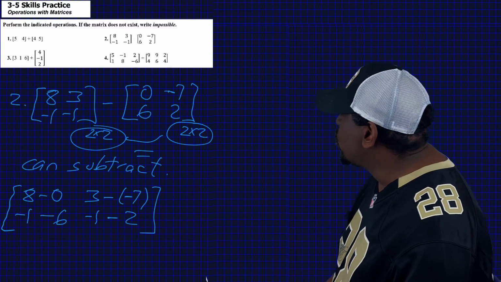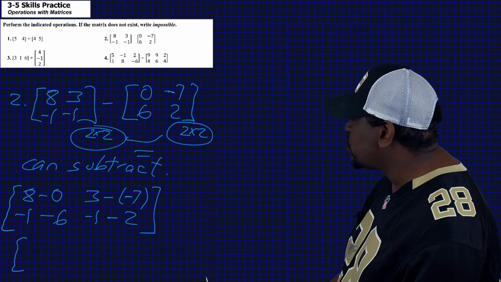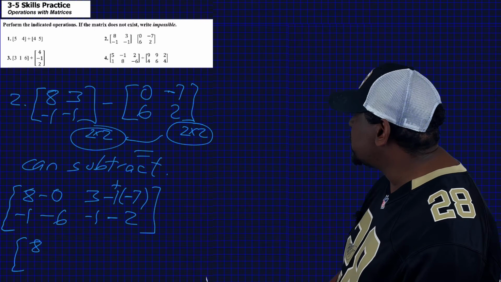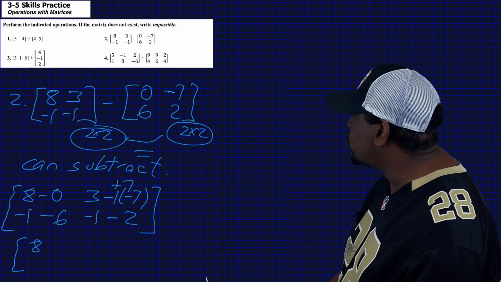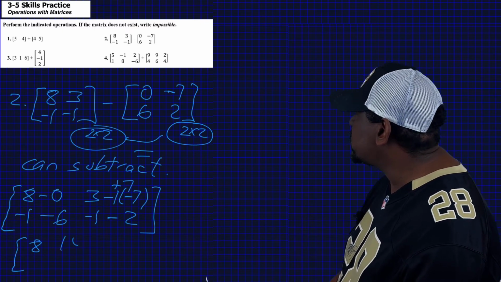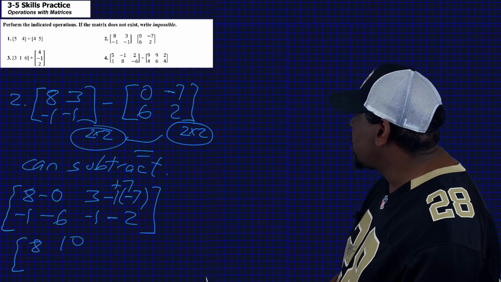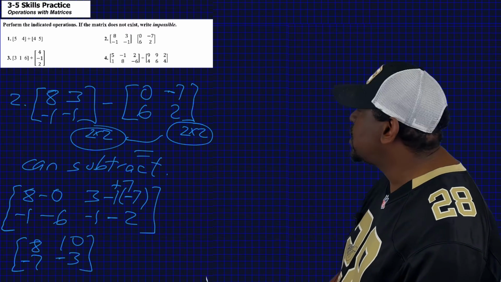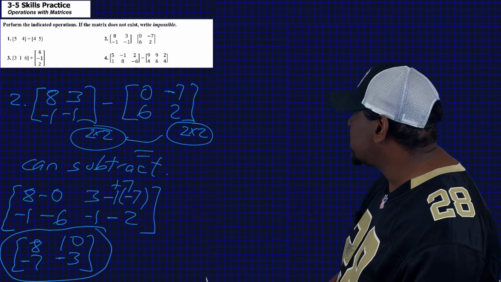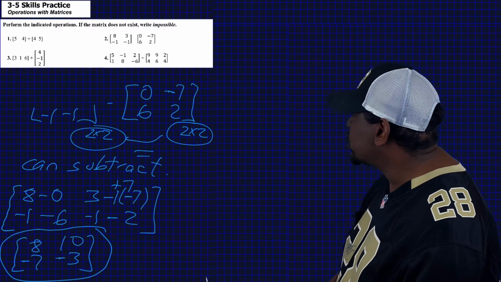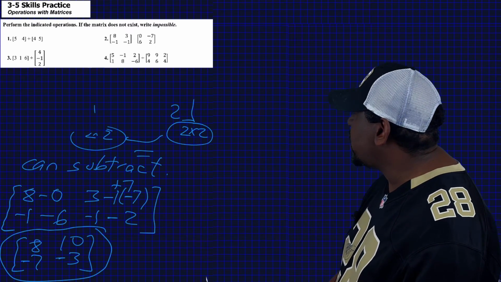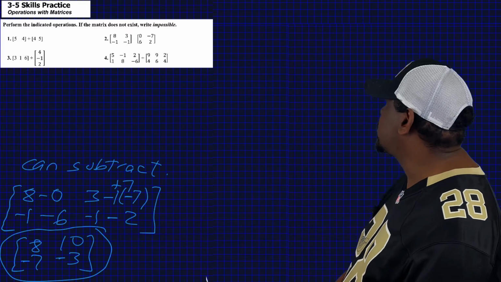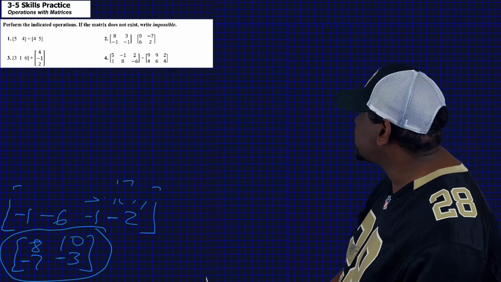So using your basic math rules of subtraction, you simplify. 8 minus 0 is 8. 3 minus negative 7 will change into 3 plus 7, which will give us an answer of 10. Negative 1 and negative 6 is basically negative 7 because you're adding like signs. And negative 1 and negative 2 is negative 3. And so your final matrix will have those entries: 8, 10 in the first row, in the second row, negative 7 and negative 3. So we're done with that one.